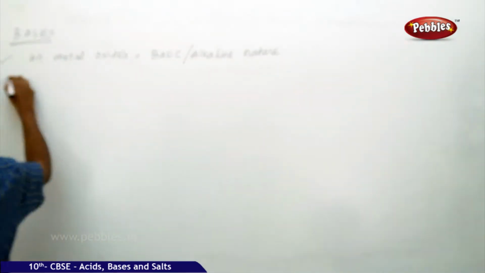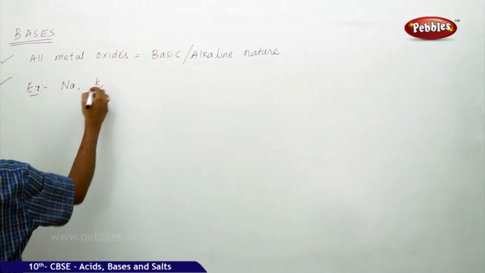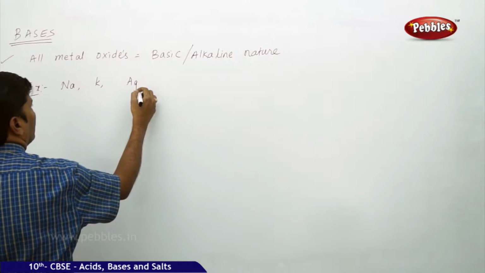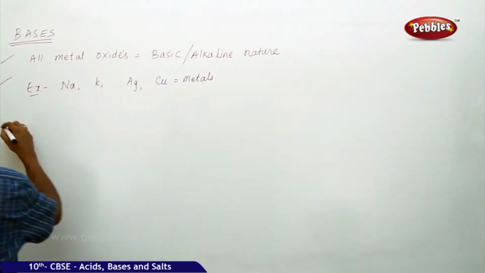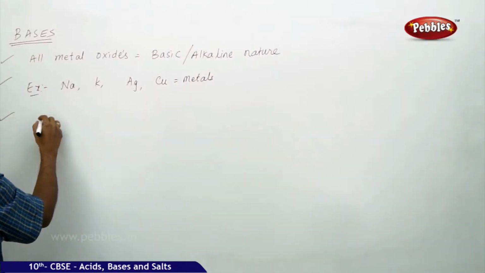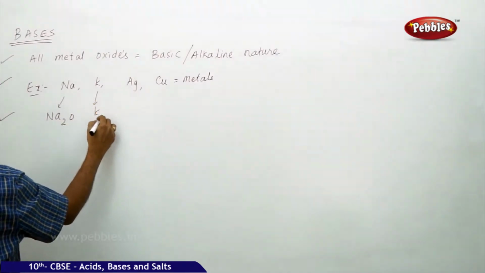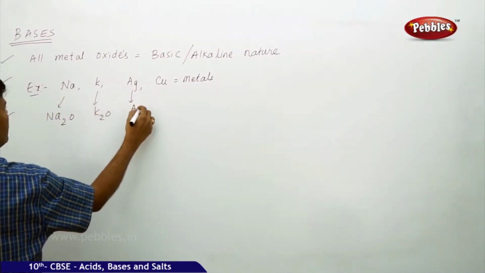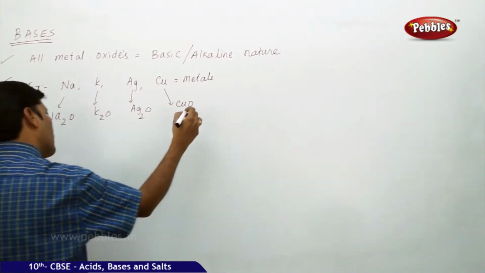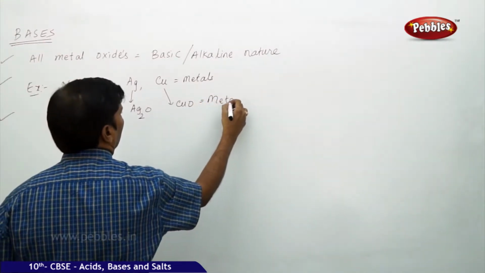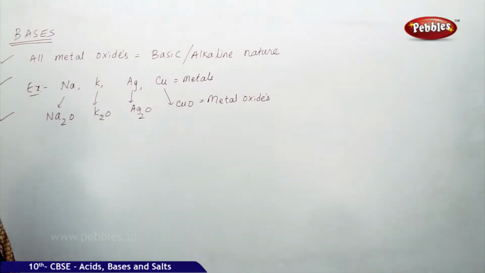For example, sodium is a metal; sodium, potassium, silver, copper, all these are metals. If you go for their metal oxides, sodium gives Na2O, potassium gives K2O, silver gives Ag2O, and copper gives CuO. All these are metal oxides.